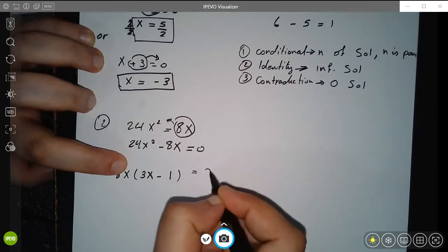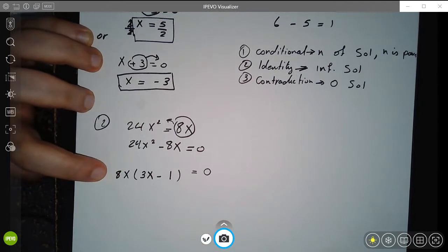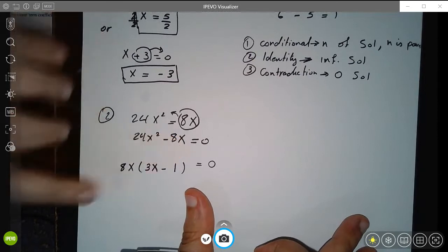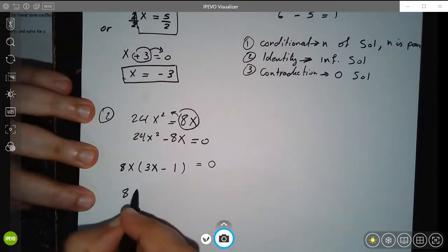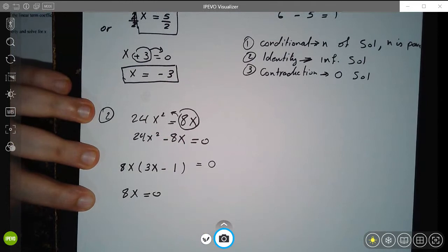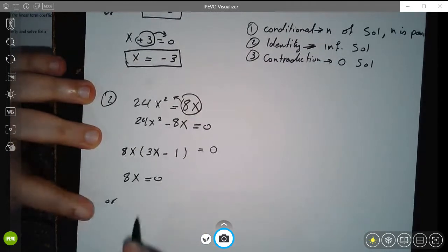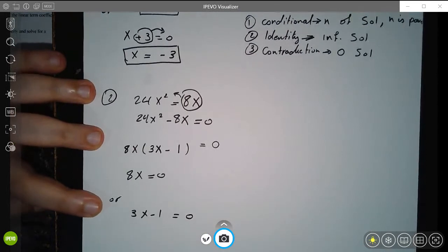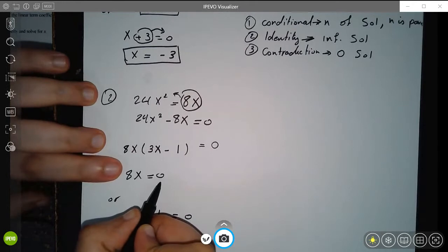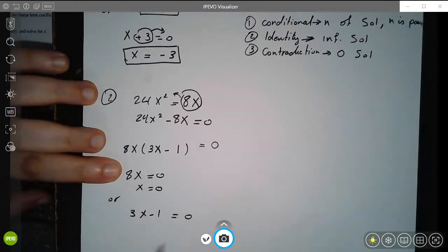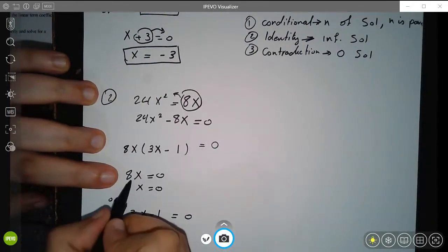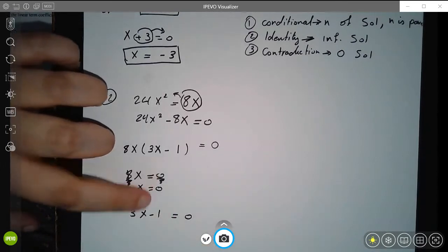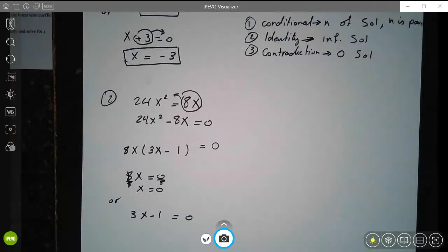Now, let's set it equal to 0 because it's still equal to 0. Now I can solve for x. This is your first term. That's your second term. So it's either 8x equals 0, or it is 3x minus 1 equals 0. For the first one, since the other side is 0, x itself is 0 because it's a multiplication. I can divide by 8 on both sides, and the 8's cancel here, but 0 over 8 is still 0. All right?